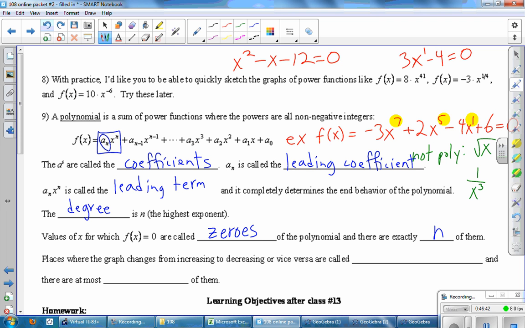Places where the graph changes from increasing to decreasing or vice versa are called, okay, so here we're talking about places where the graph changes from increasing to decreasing. So that would be a maximum point, a high point on the graph. You could also have minimums, low points, but altogether they are called extreme points or extrema. There's a plural for extreme points. And there are at most blank of them. So it turns out that the number of highs and lows is at most 1 less than the degree, n minus 1.